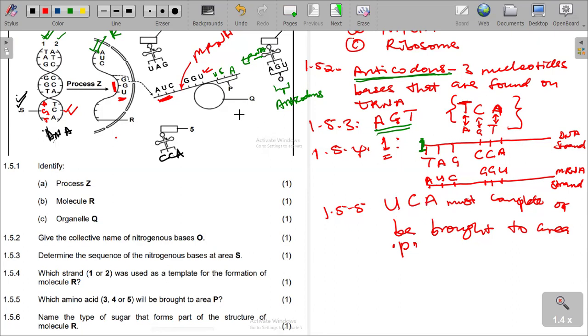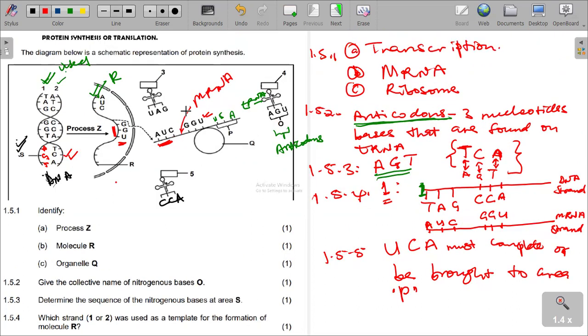But in our case here, none of them is given. Hence, we are saying it must be UCA, which is not given there. There is no answer, or neither of these options can complete that. It cannot be 3, it cannot be 4, it cannot be 5, because the answer must be UCA, as determined by the order of the nitrogen bases found on strand 1, this one.